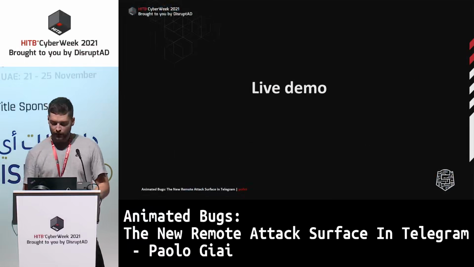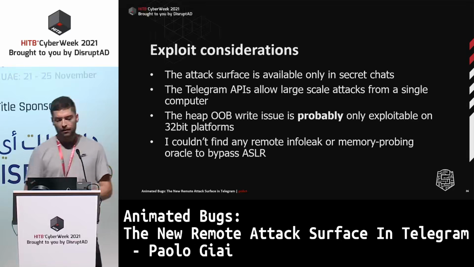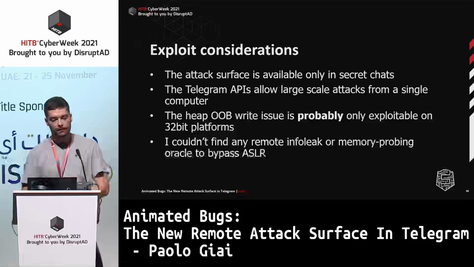Okay. So let's move to some exploit considerations. As I mentioned earlier, the attack surface is only available in secret chats, since apparently clear text chats are filtered. Moreover, the Telegram APIs allow large-scale attacks from a single computer. As we have seen in the demo, I was able to just target any user I wanted through that specific script, but of course you can scale it.